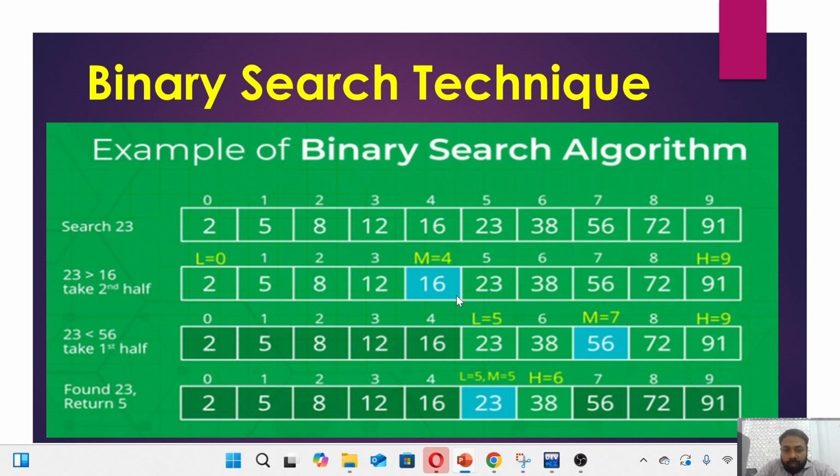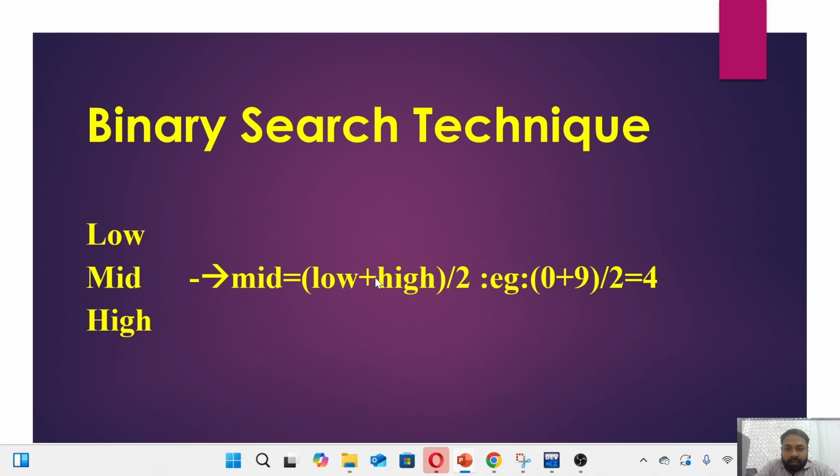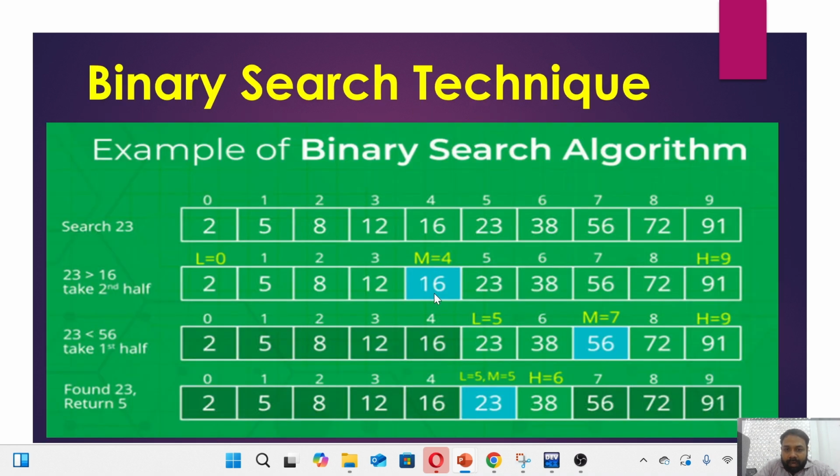Now in this part from 23 to 91, which is index 5 to 9, we again have to apply the same formula. What is the formula? Low plus high by 2. Just look at this area: H is available but L is not available. So what is the L value we have to calculate? If your searched element is in the second half, low should be incremented as mid plus 1. Low should be incremented as mid plus 1.